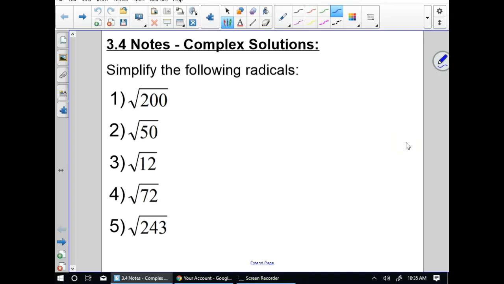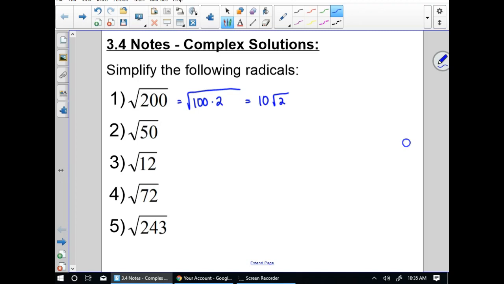Let's look at these. So for number 1, 200 will break down into 100 times 2. So we know the square root of 100 is 10, so we're going to write it on the outside of the square root. We cannot take the square root of 2, so it has to stay right there on the inside.